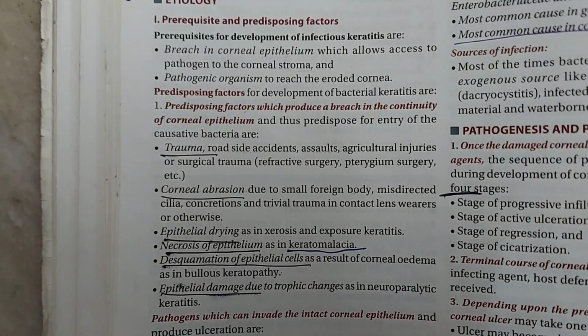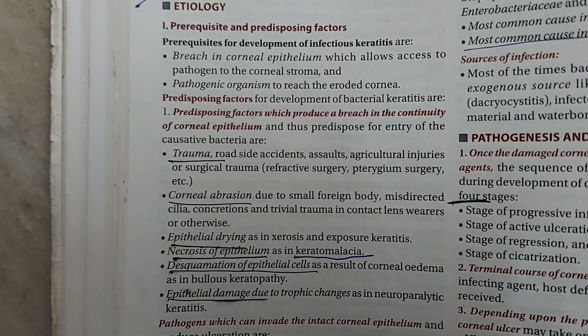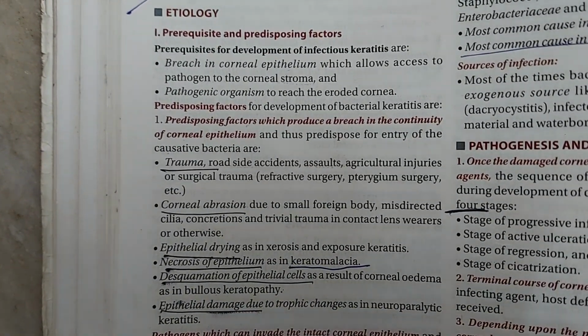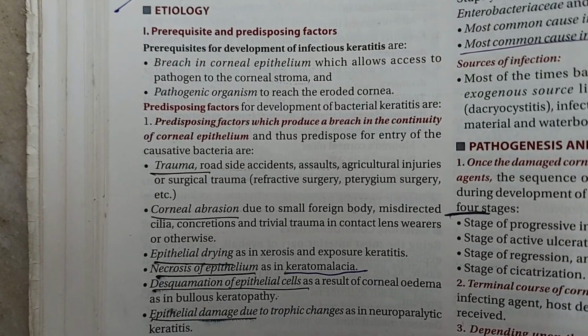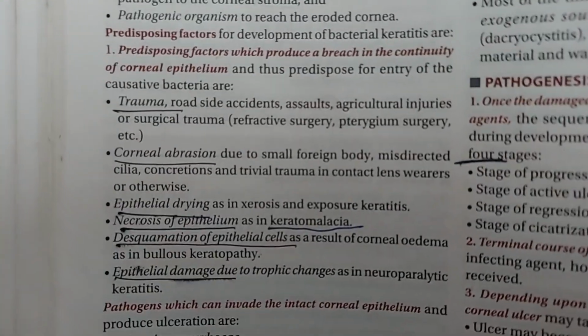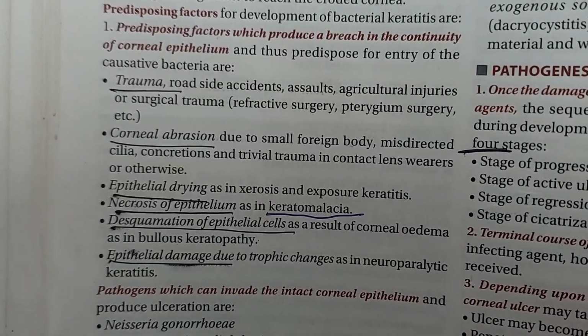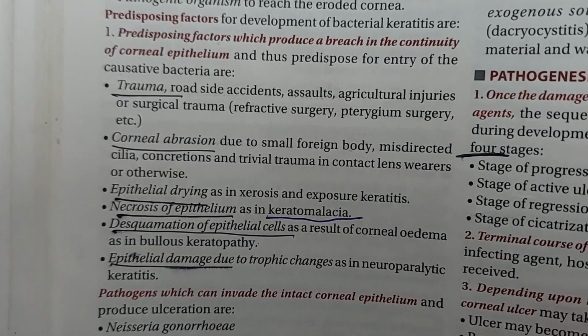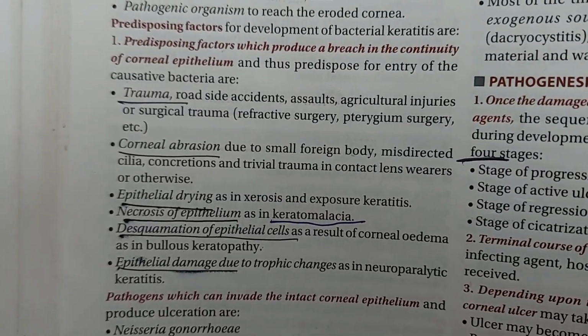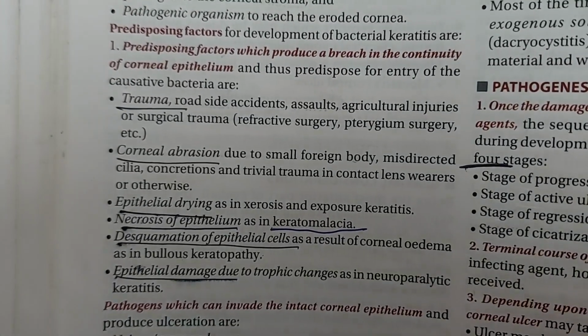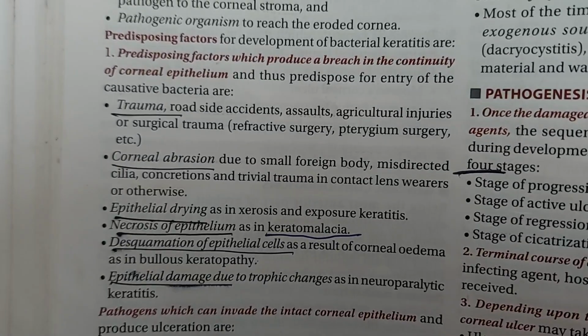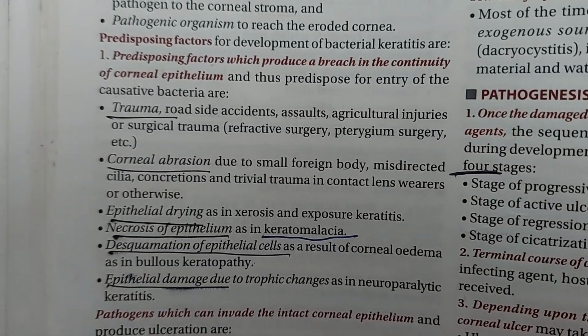Here we have previously learned that we need a breach and a pathogenic organism. To cause a breach, what are the predisposing factors? A breach can be caused by trauma, road accidents, corneal abrasion due to foreign body, and epithelial drying. If there is drying of the epithelium, it can cause a breach, necrosis of the epithelium, desquamation of epithelial cells, and epithelial damage due to trophic changes.